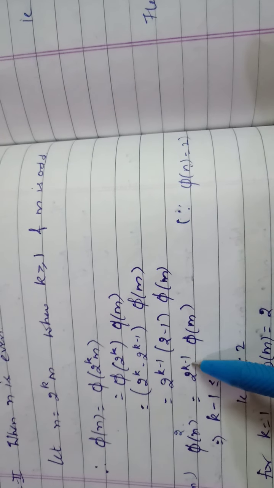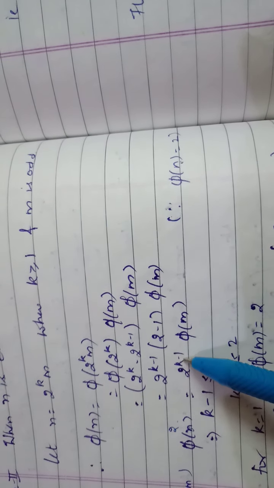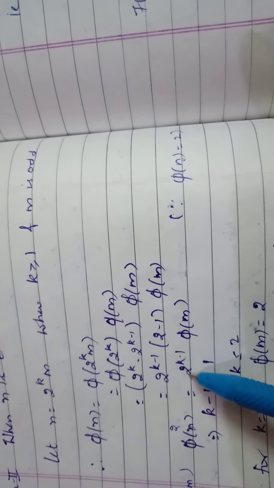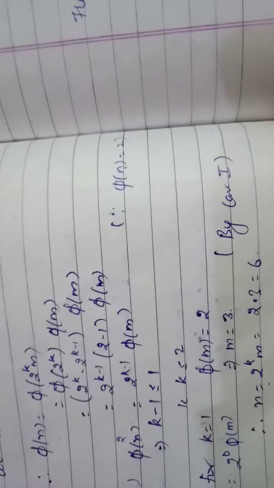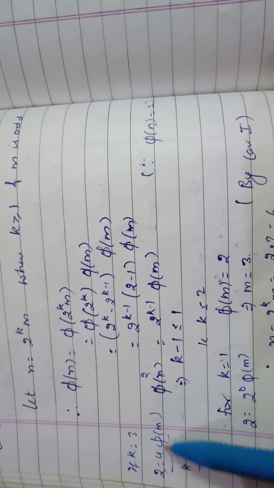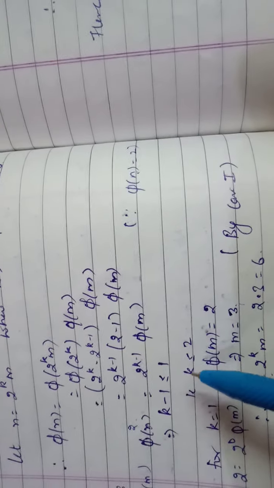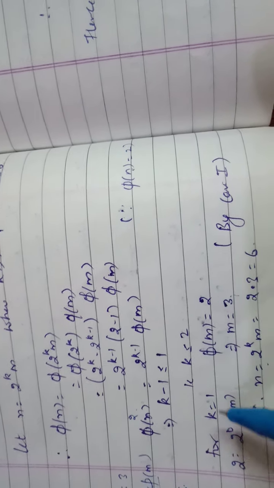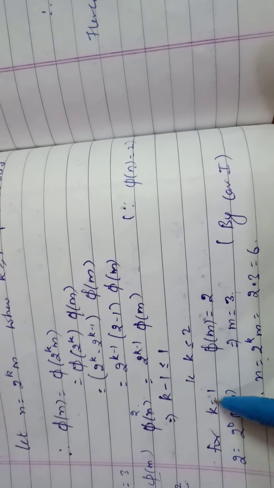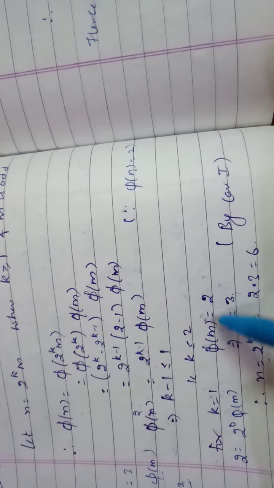Therefore k may take value 1 or 2. If k is greater than 2, let us suppose k equals 3, then this will become 2 = 2^2 times phi(m), that is 2 = 4 times phi(m), which is not true and never holds for any value of m. Therefore k must be less than or equal to 2. For k equal to 1, we have 2 = 2^0 times phi(m), that is phi(m) = 2.